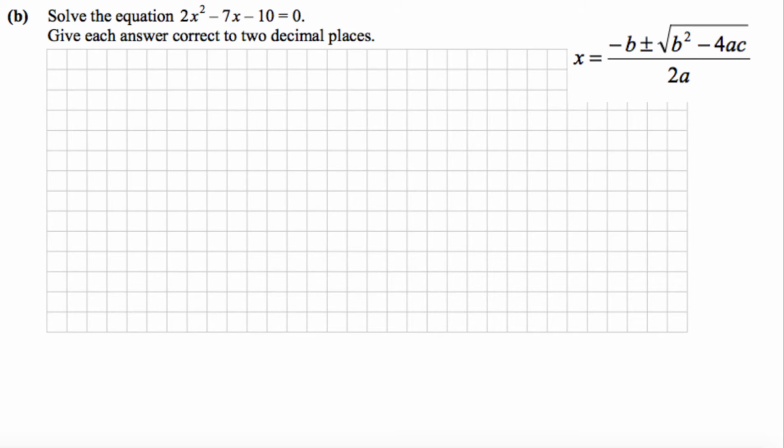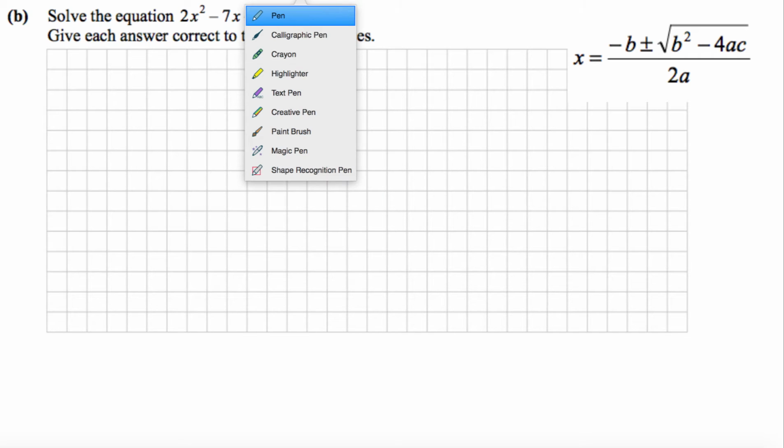Part B says solve the equation 2x squared minus 7x minus 10 is equal to 0, and give each answer correct to 2 decimal places. So this is another quadratic equation. The fact that it says to give my answer correct to 2 decimal places should be a clue that you would need to use the quadratic formula. So I've taken the quadratic formula here from the tables book.